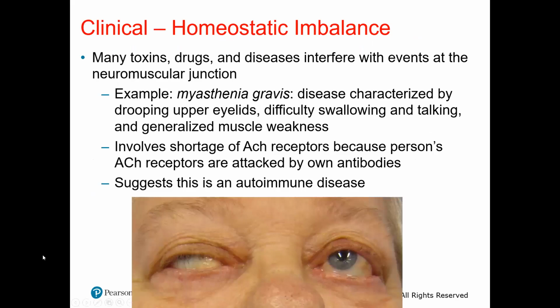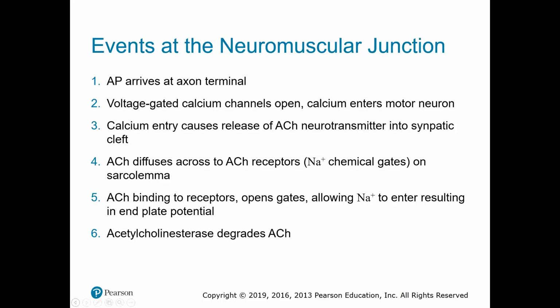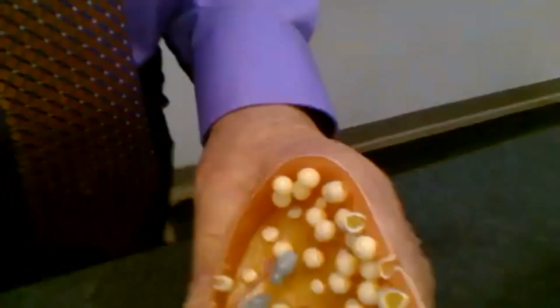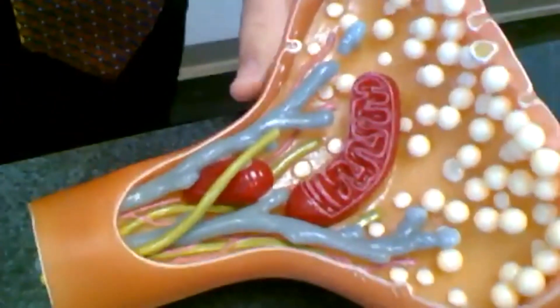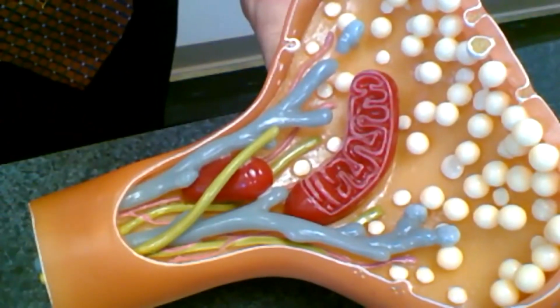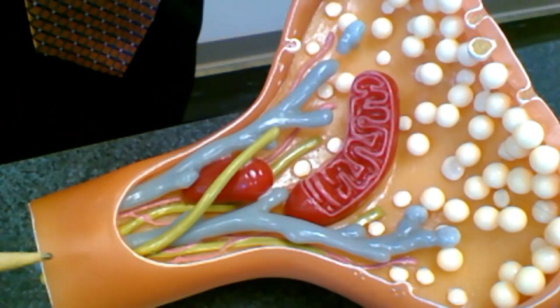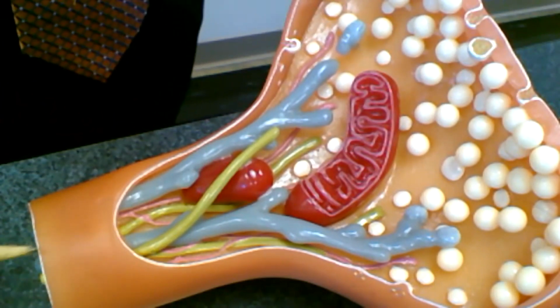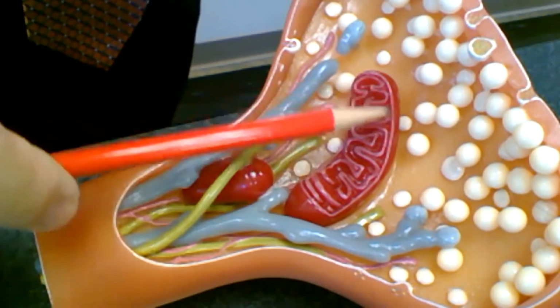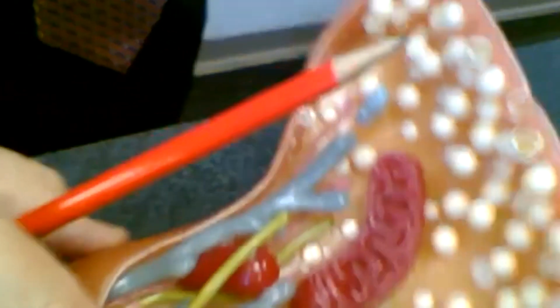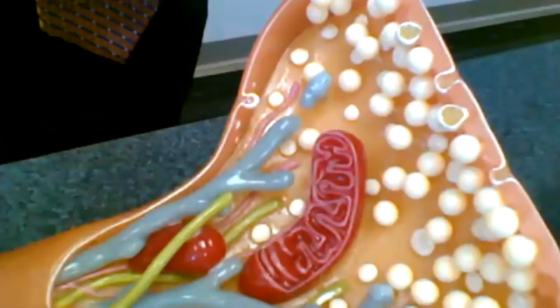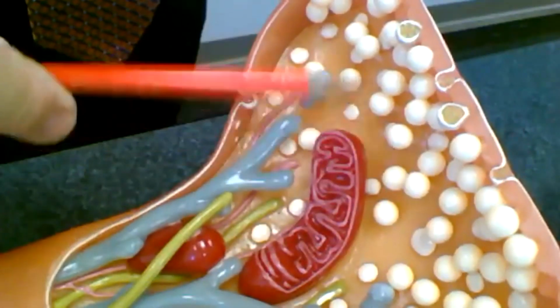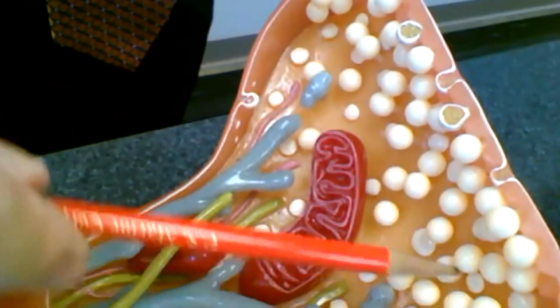Now, let me go back here. This is what an axon terminal looks like. It's sort of a bulge like this. This is our axon terminal. Right here we see the axon, and the action potential from the brain is going to come down here and into the axon terminal. There may be 300 axon terminals on one nerve. These little white things are the vesicles containing acetylcholine.